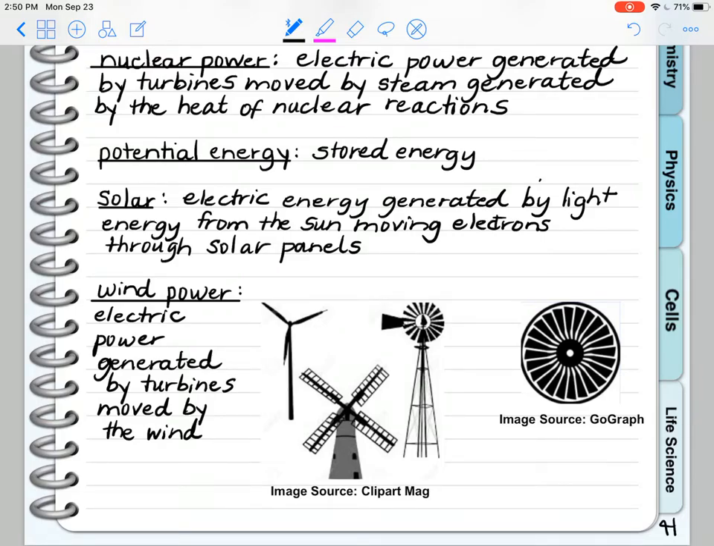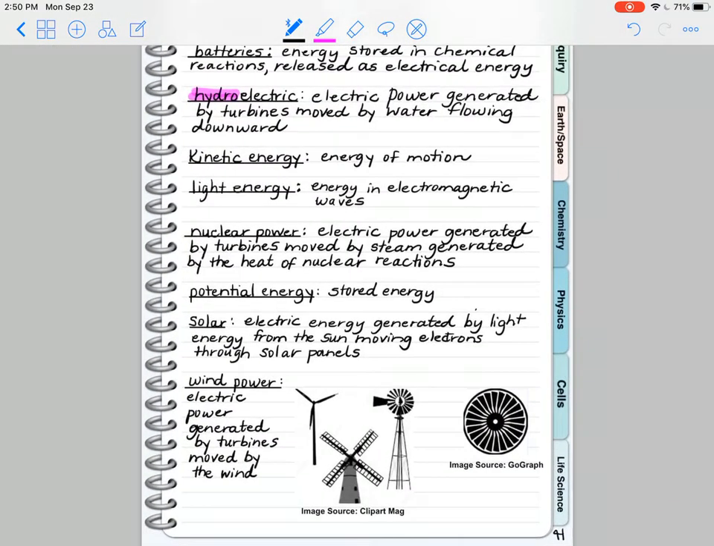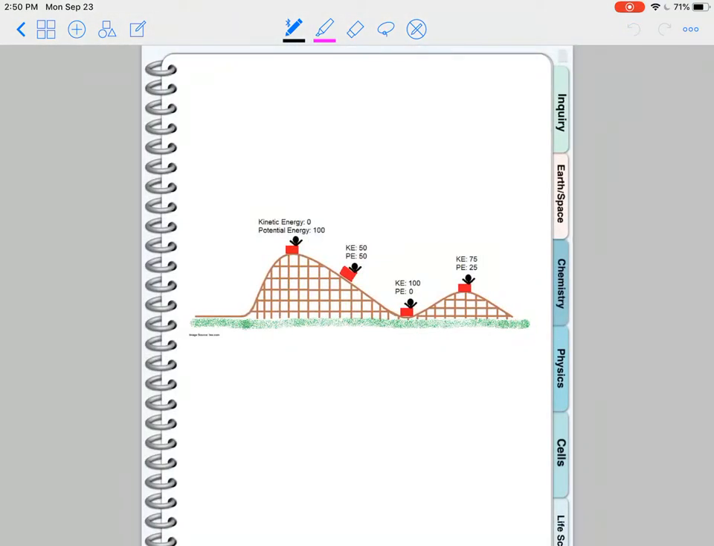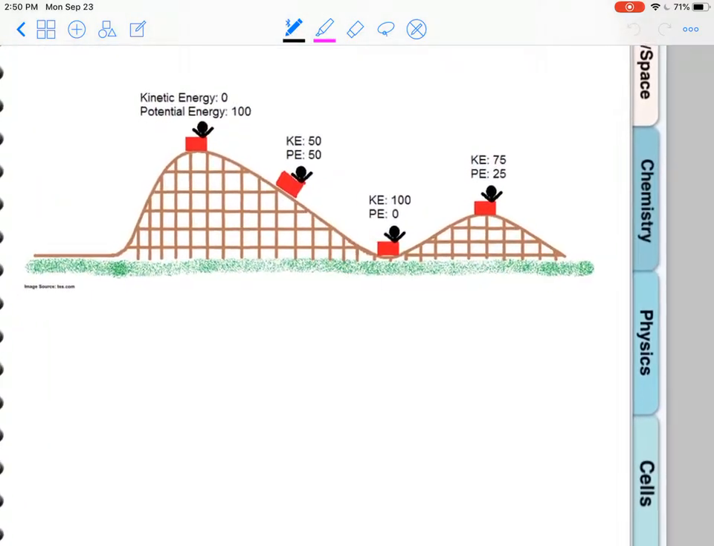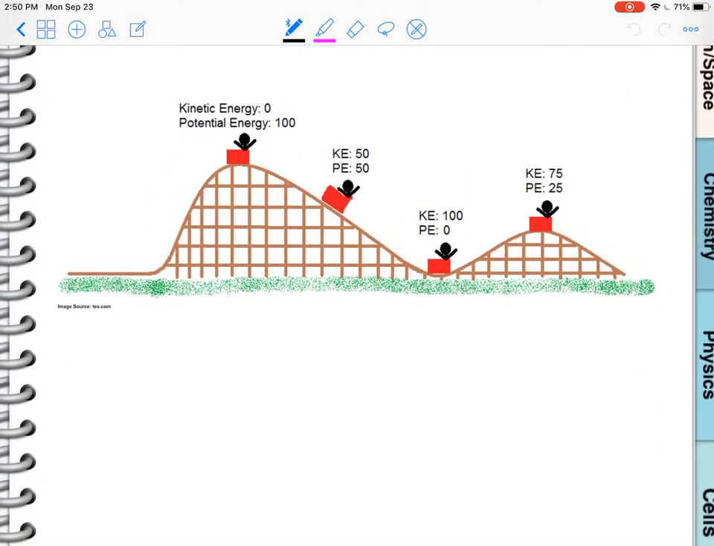Okay, rather than stop this video, I'm just going to move on to the next page. Actually, I think I will go ahead and stop it because this one has the potential to be a little bit long. So I'll see you in this next video. We'll talk about this diagram of a roller coaster.